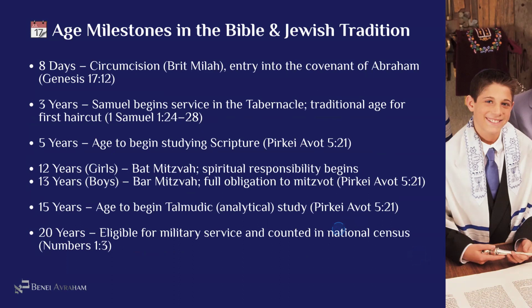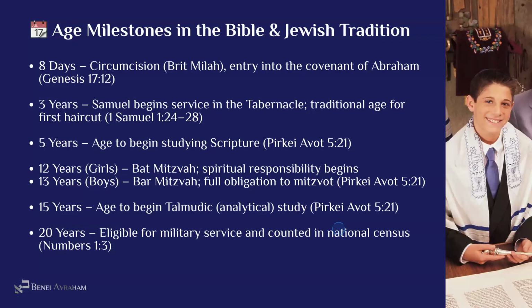Okay, 3 years old, Samuel begins service in the tabernacle. So this is the traditional age for the first haircut. 5 years of age to begin studying scripture according to Pirkei Avot, which we read earlier. Age 12 and 13 for Bat and Bar Mitzvah, and spiritual responsibility begins in fulfilling a full obligation to the Mitzvot.